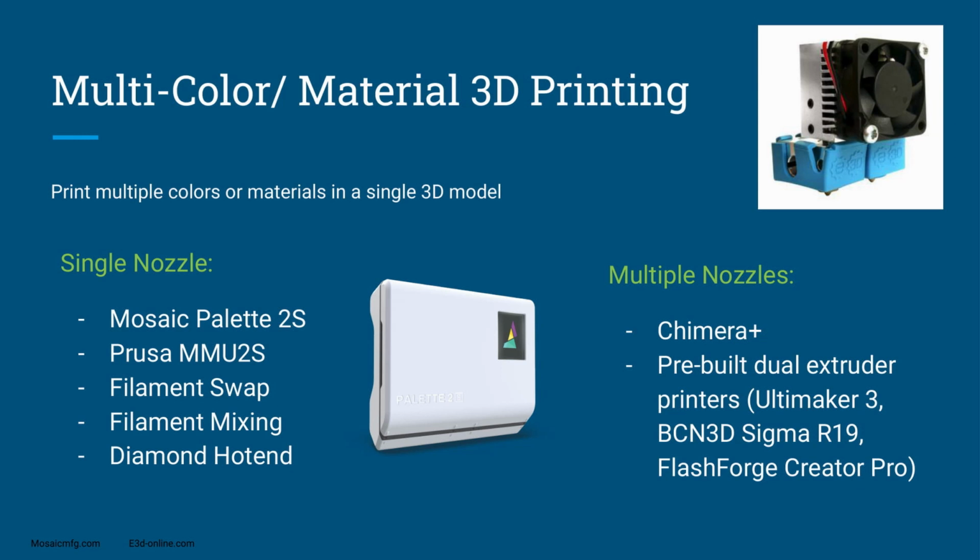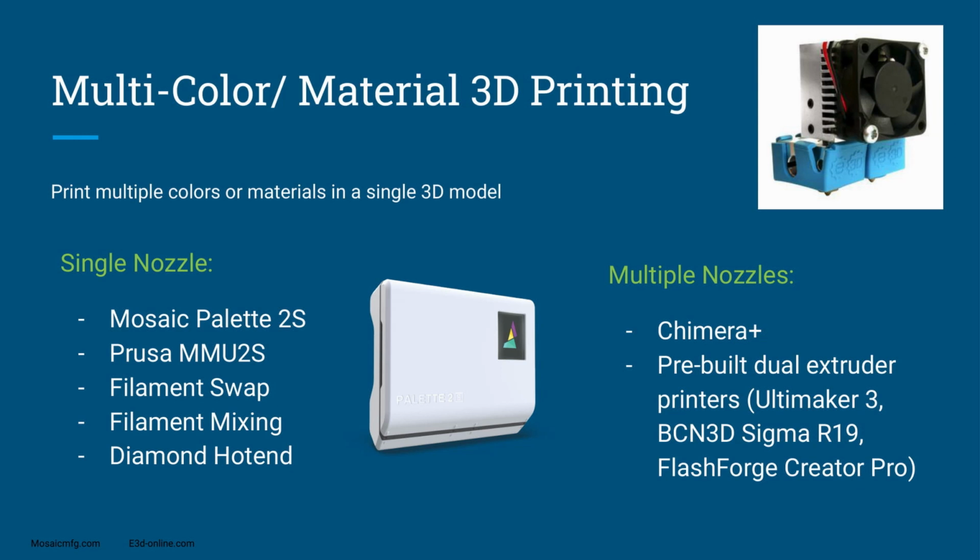Moving on to the multiple nozzle systems, there is a Chimera, which is 2 nozzles side by side, as you can see in the picture above. There are 2 different nozzles with 2 different filaments going into each one, so the printer can print those 2 different materials during the print.